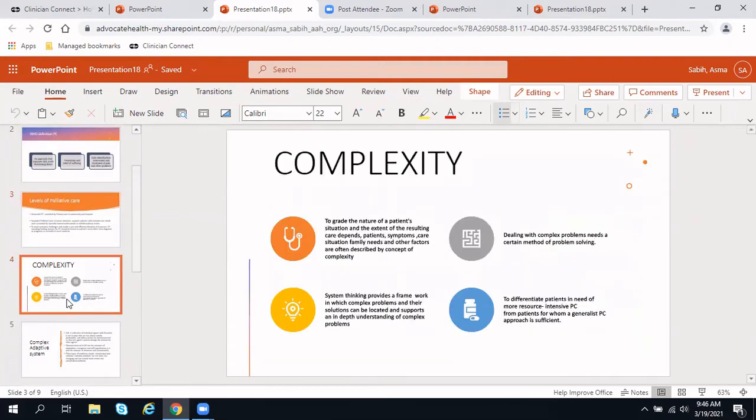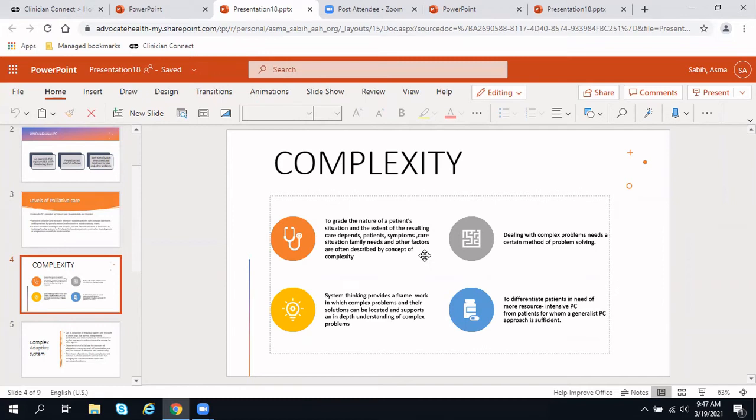So now we come to the complexity. Let's describe the complexity of the patient and the system as follows. Number one, to grade the nature of patient situation and the extent of the resulting care demands. Patients' symptoms, care situation, family needs, and other factors are often described by the concept of complexity. So this is basically the patient situation.